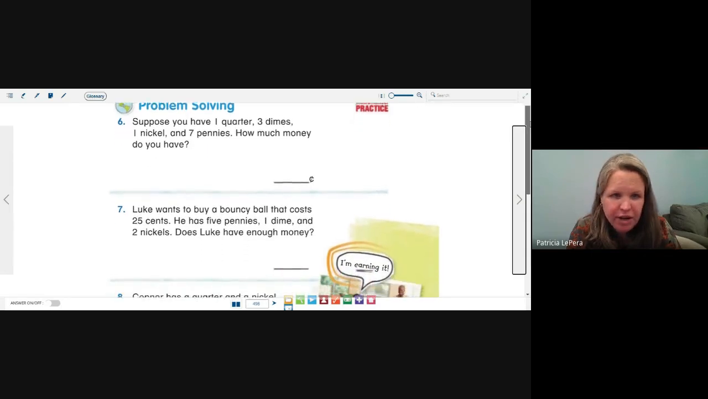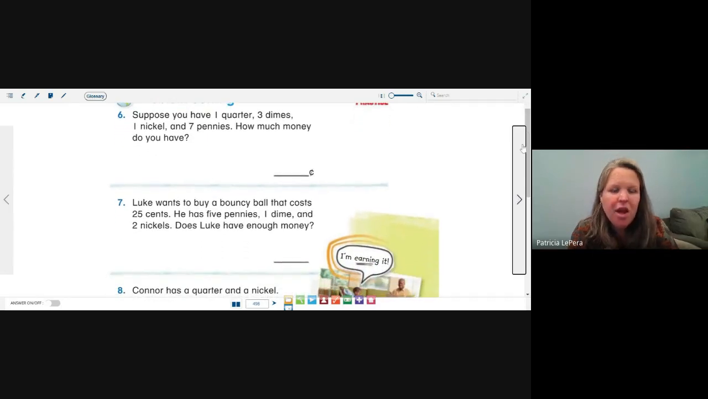Okay, this is 498, number 6. Suppose you have 1 quarter, 3 dimes, 1 nickel, and 7 pennies. How much money do you have? Here's a great time when you can show me that you can show your work by drawing out the coins or drawing out the amounts to show me what you're adding together.